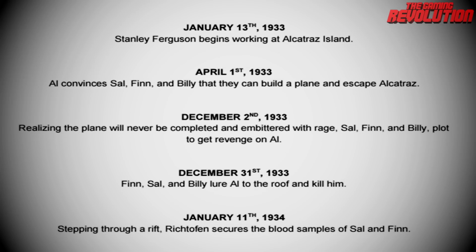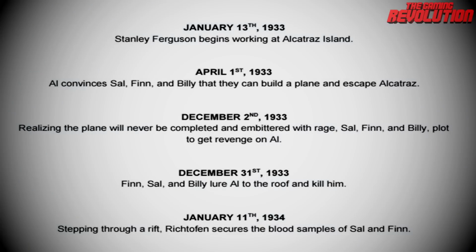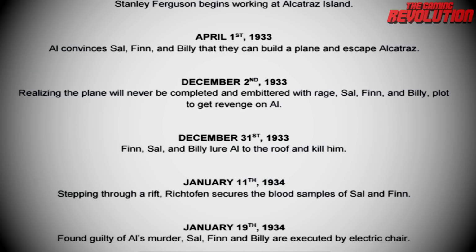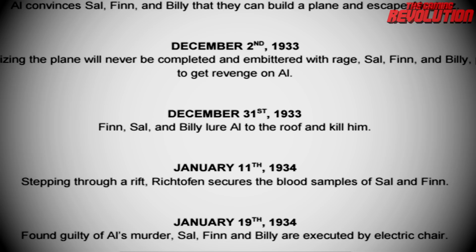On April the 1st, 1933, Al convinces Sal, Finn, and Billy that they can build a plane and escape Alcatraz. On December the 2nd, 1933, realizing the plane will never be completed and embittered with rage, Sal, Finn, and Billy plot to get revenge on Al. On December the 31st, 1933, Finn, Sal, and Billy lure Al to the roof and kill him.